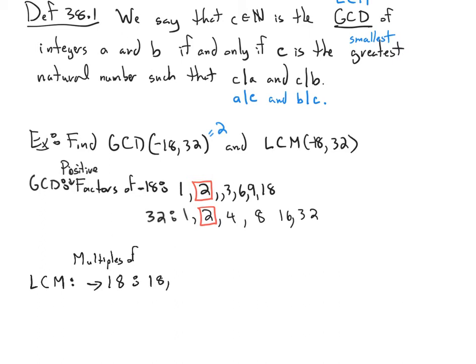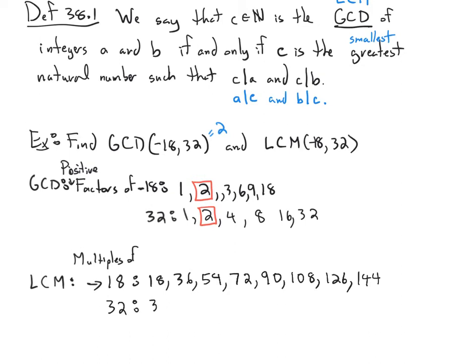We have 18, 36, 54, 72, 90, 108, 126. Let's do one more: 144. And let's stop there. Let's see if we can find a common multiple in those. Let's list the positive multiples of 32.